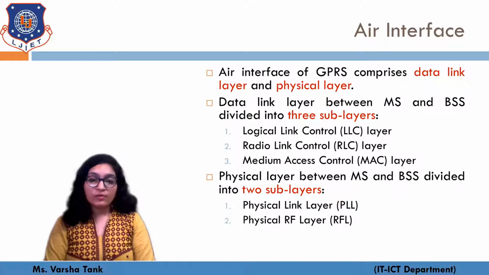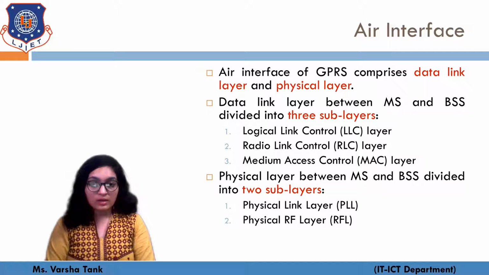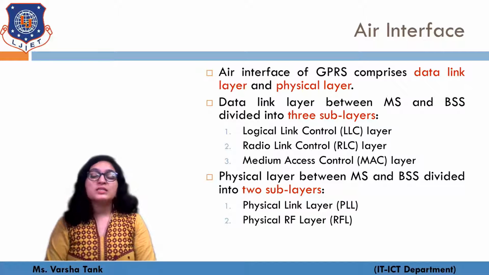Now next is the air interface. The air interface of GPRS comprises the data link layer and the physical layer. The data link layer between the mobile station and the base station subsystem is divided into 3 sub-layers, that is LLC, RLC, and MAC: logical link control, radio link control, and medium access control. Then the physical layer between the mobile station and the BSS is divided into 2 sub-layers: the physical link layer and the physical radio frequency layer. So the physical layer is ultimately divided into 2 parts.